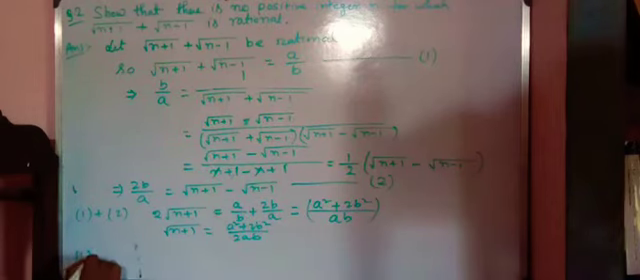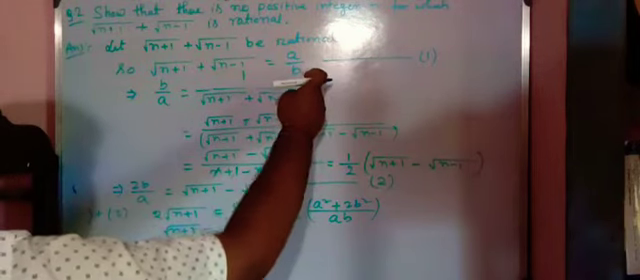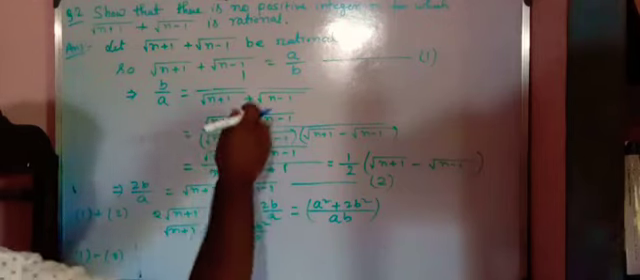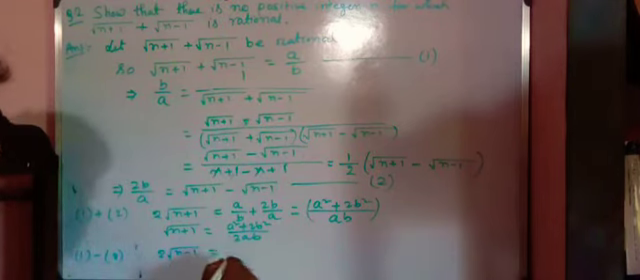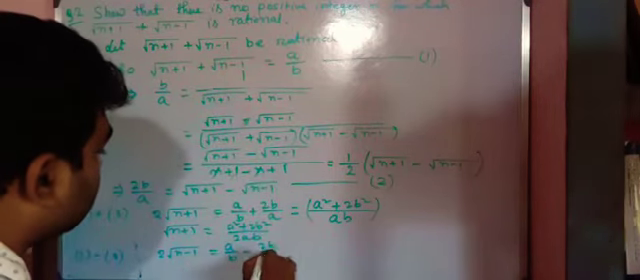Next 1 minus 2. So if we do 1 minus 2, then this must be subtracted by this, so we are getting 2 root over of n minus 1 equals a by b minus 2b by a.